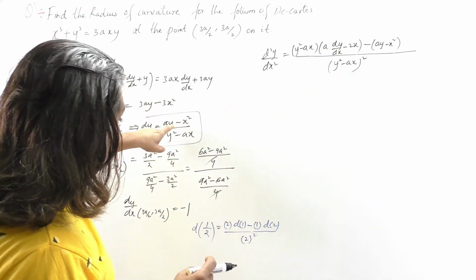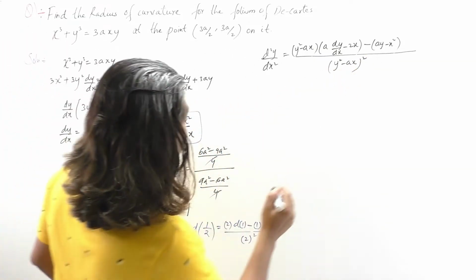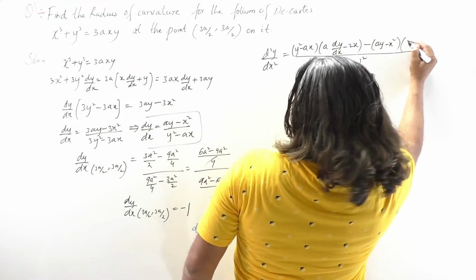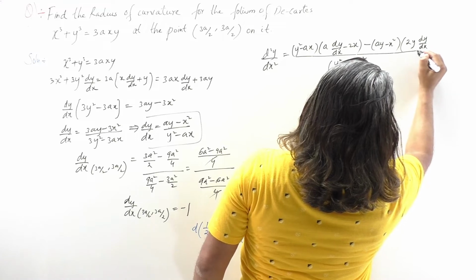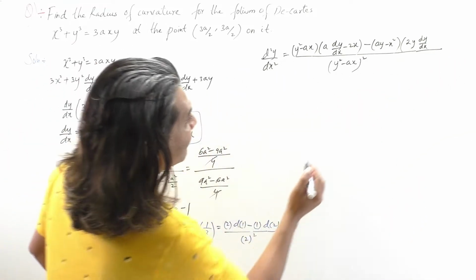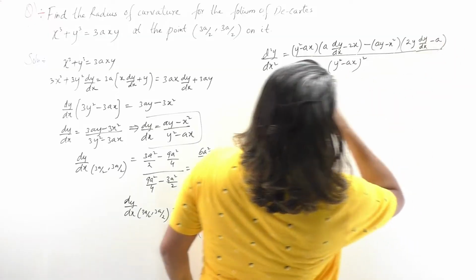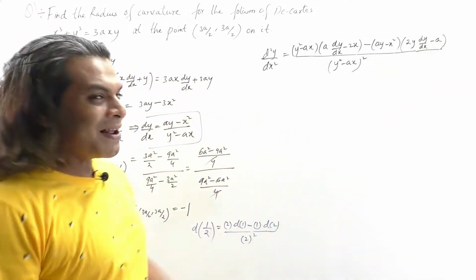And what did I tell? I told you the first function as it is, into the differentiation of the second function. So y square will be 2y dy by dx, minus differentiation of ax, which is minus a. Okay, so we have this differentiation here.